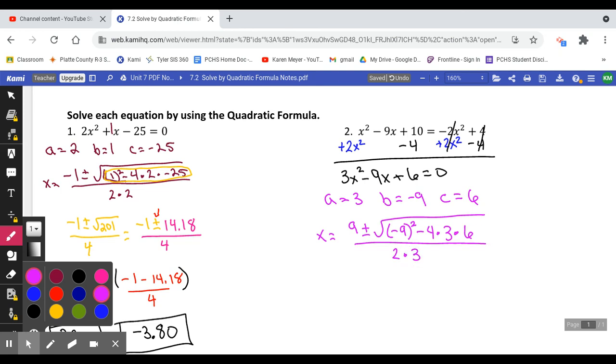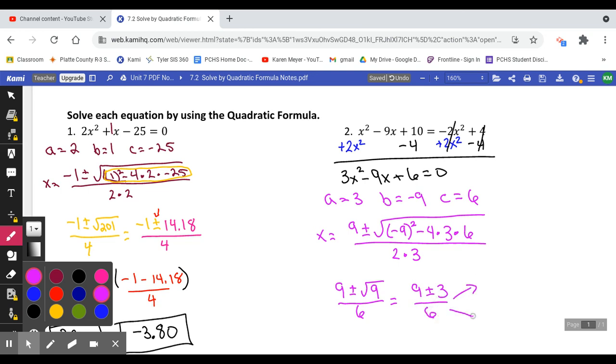So once again, type in your calculator: open parentheses, negative 9, close parentheses, squared, minus 4 times 3 times 6. And I got the square root of 9. And then on the bottom, 2 times 3 is 6. Now take the square root of 9 on your calculator, and the square root of 9 is 3.